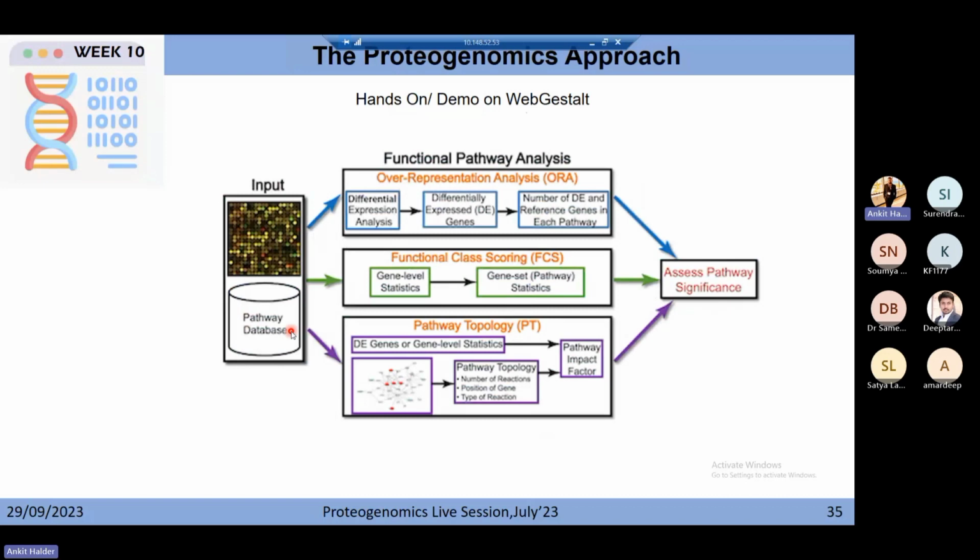So the pathway database contains a list of pathways, so it can give you a functional pathway analysis of what the different pathways are for your particular disease. So you have over representation analysis, that is your differential expression analysis and the differentially expressed genes. So what exactly does over representation analysis mean? That is the number of DE genes, the differentially expressed genes, and the reference genes in each pathway. Okay, so that is the meaning of over representation analysis.